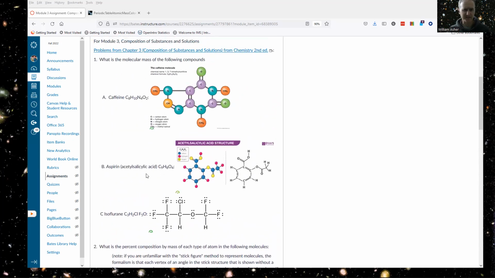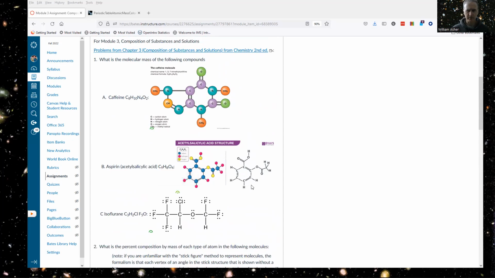We'll do aspirin, acetylsalicylic acid, which has the molecular formula of C9H8O4. If we count up all the carbons here, we'll start there: 1, 2, 3, 4, 5, 6. And then there's a 7th one there. That little vertex is a carbon. So that's 7, 8, 9. So there's 9 carbons, just like there should be.